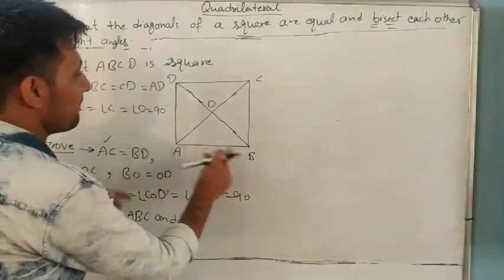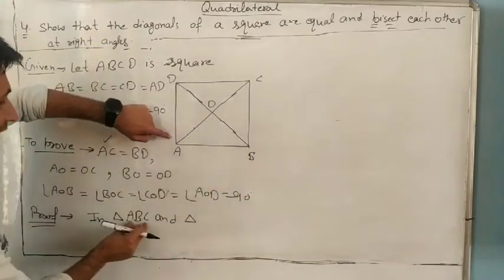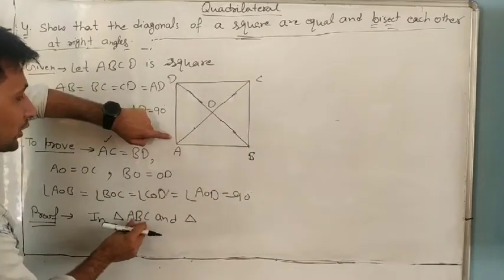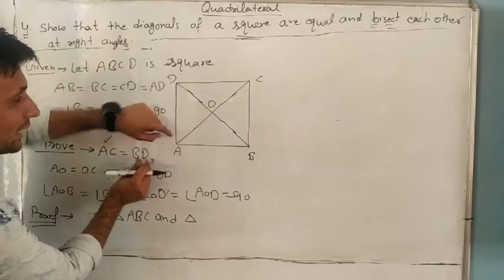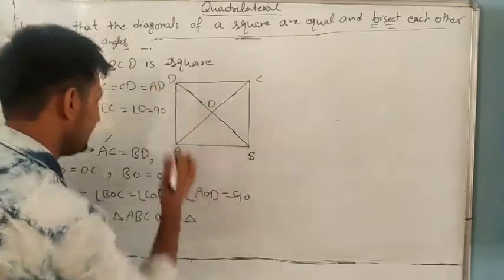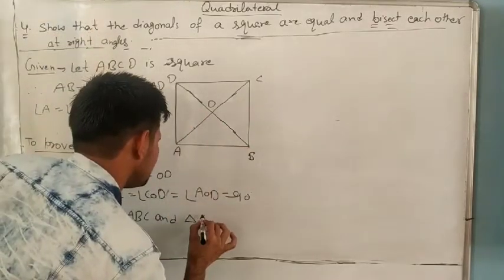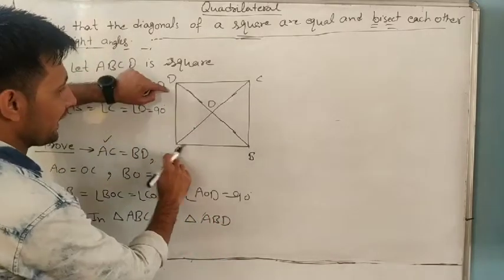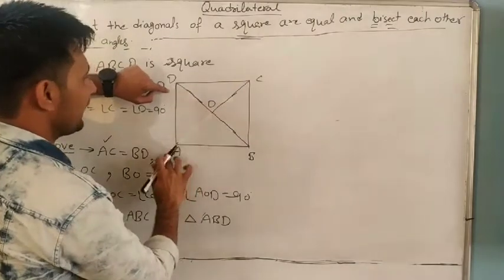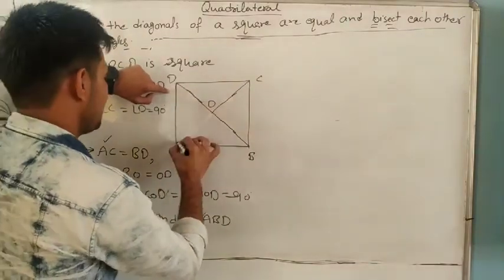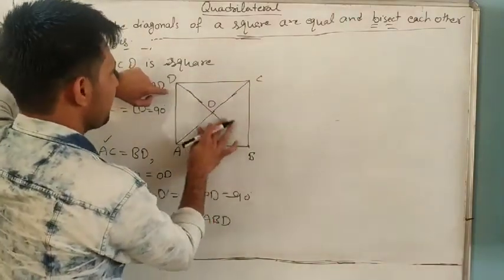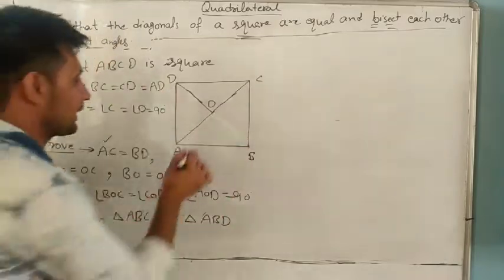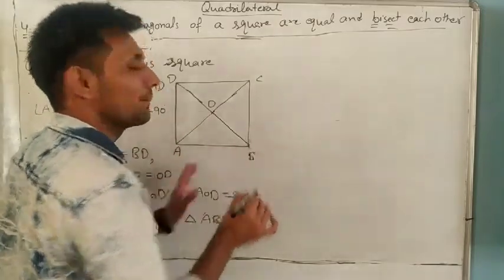So in ABC we want to prove AC equal to BD, so we will take a triangle in which AB is also there and BD is also there. So ABD. So in triangle ABD, BD is also there. Yes, ABD in this triangle. Next is ABC in this one triangle. Otherwise you can make it separately.